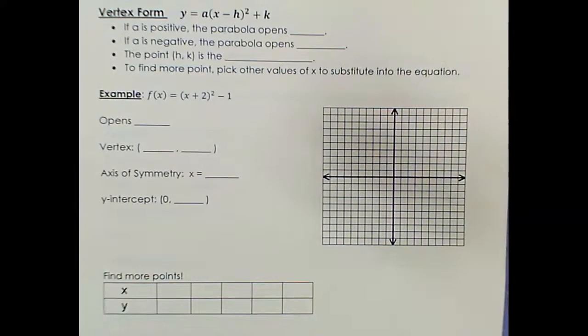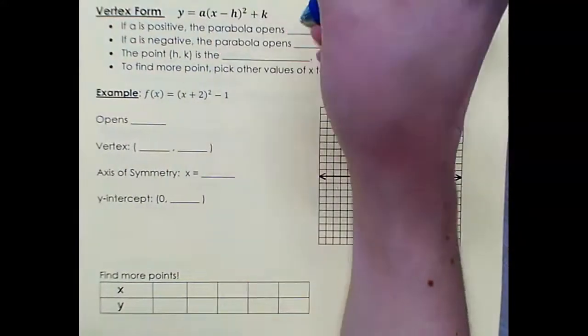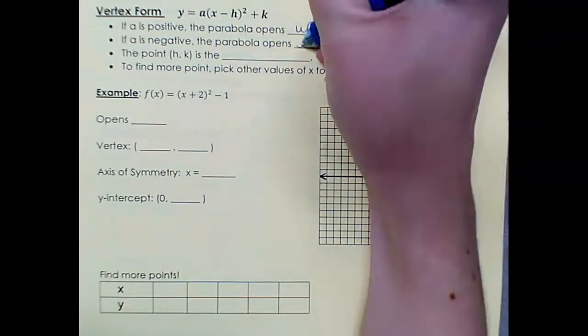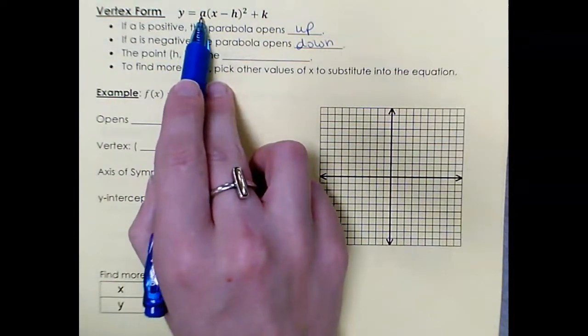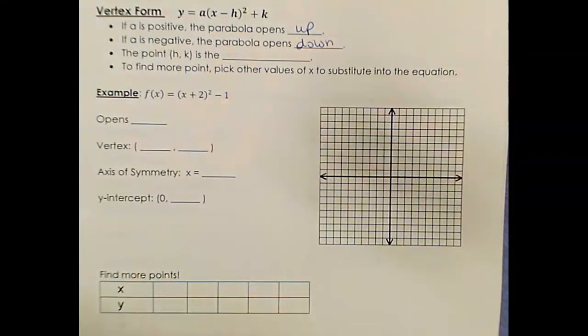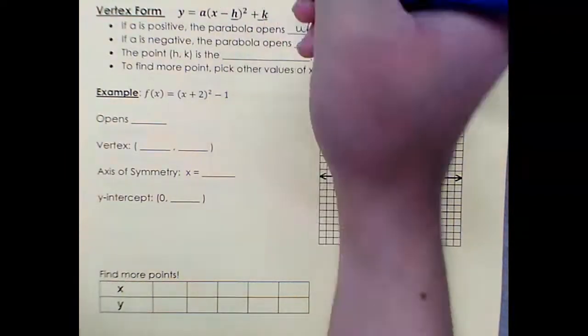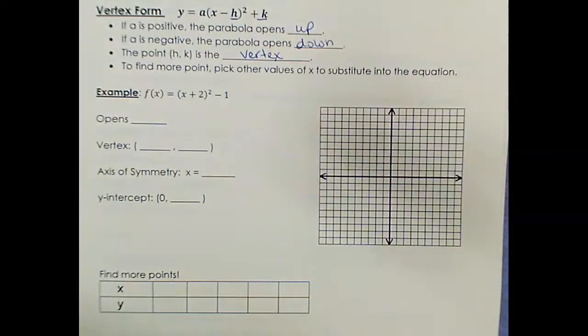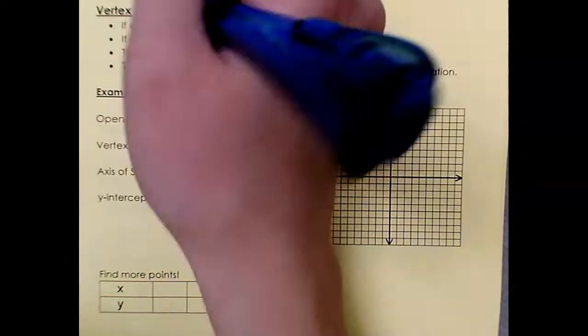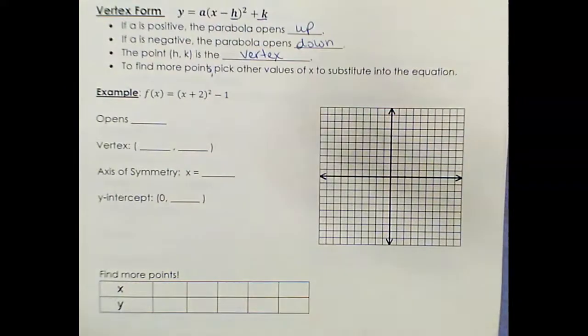Okay. So vertex form is new. If a is positive, again, the parabola opens up, and if a is negative, the parabola opens down. That indicates a reflection. If a is negative, we would reflect over the x-axis, and that's what would make it open down. But the point h, k is very special. The point h, k is the vertex. That's why this is called vertex form, because you can just pick out the vertex right away. To find more points with a table, pick other values of x to substitute into the equation, and you'll get their corresponding y values.